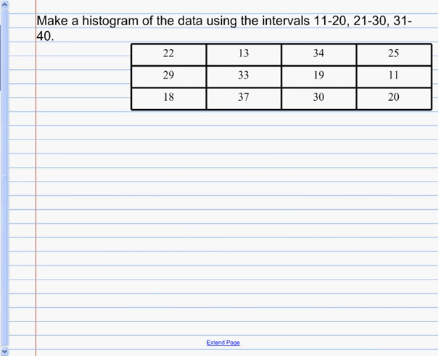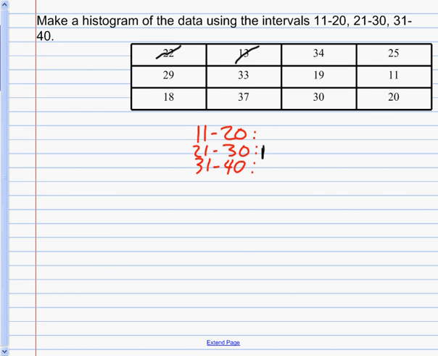In this case, they say make a histogram of the data using the intervals 11 to 20, 21 to 30, and 31 to 40. So they gave us the ranges there. Now we have to remember, 20 is going to be in the 11 to 20 range, not in the 21 to 30 range. So going through, we have 22. That's going to be in 21 to 30. As you see, I'm going to make tally marks so that I can get my data in a format so that I can easily put it onto the histogram.